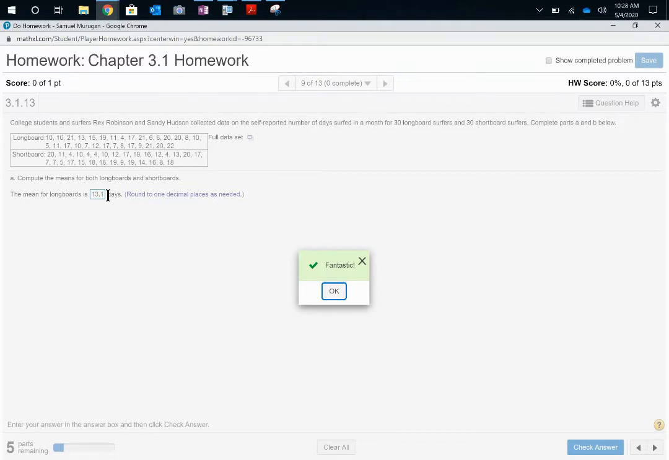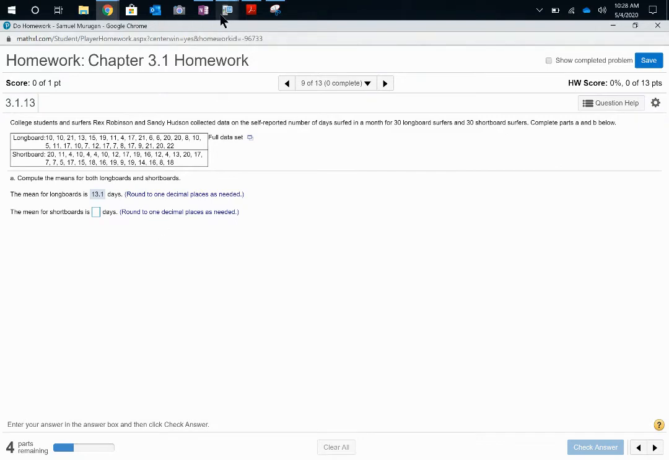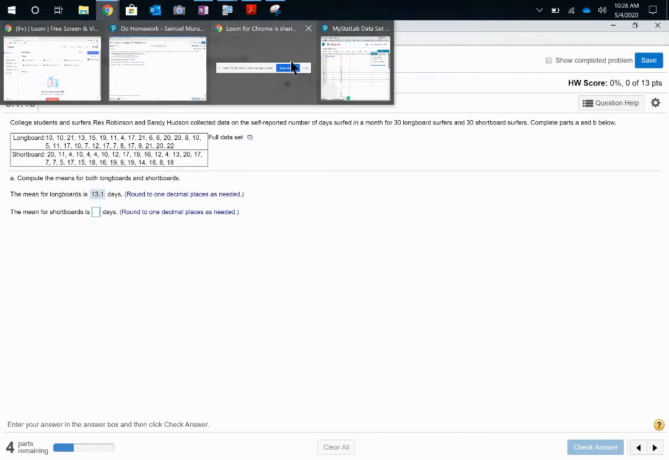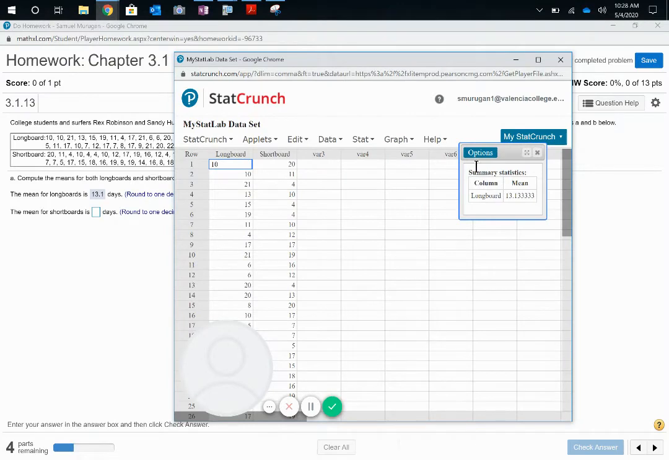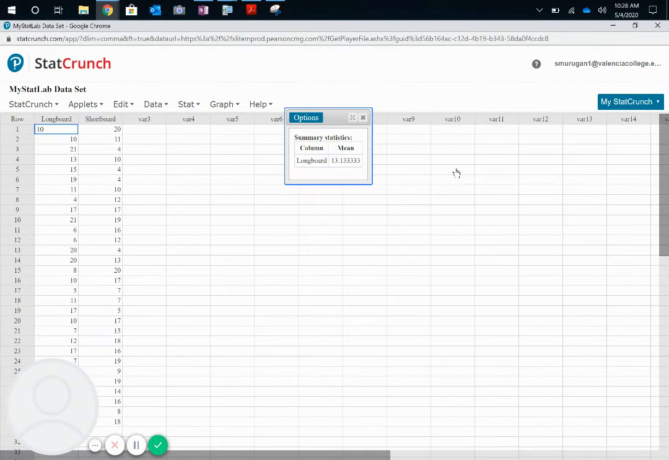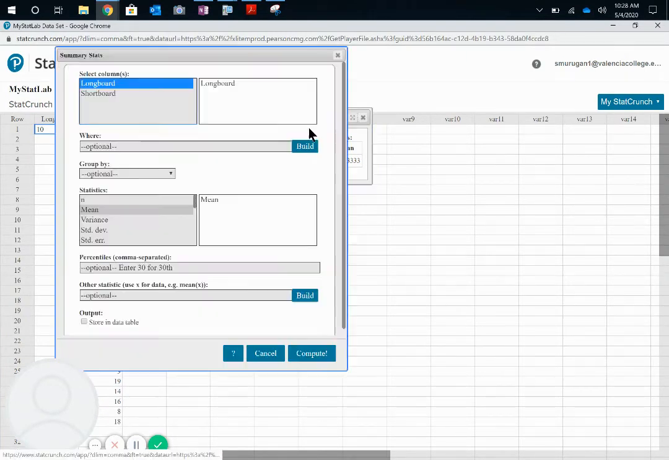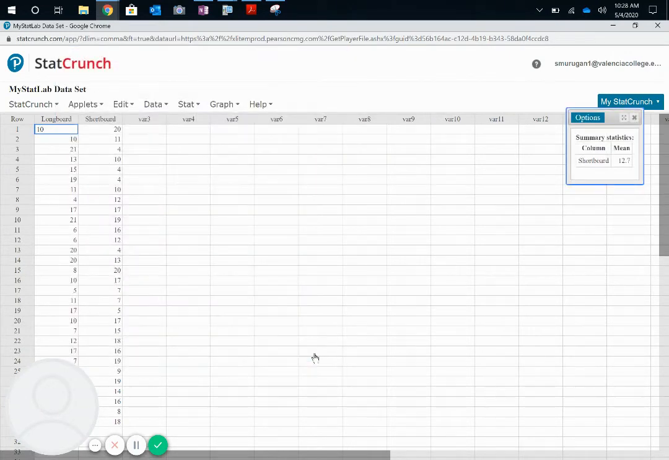Then I'm going to go back now to answer. They want the mean for the shortboard players. So we're going to go back to this table and we're going to edit the options. Options, edit, and we're going to do it for shortboard instead and compute. And we see that the mean is 12.7. So we're going to go ahead and enter 12.7 in our answer.